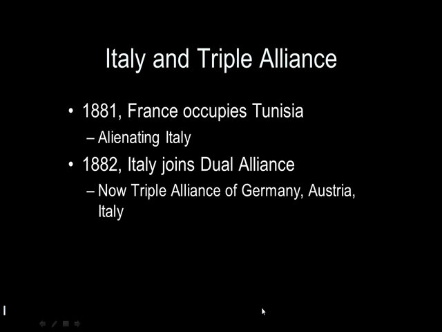So now Bismarck, in a few short years, has isolated France. The British are not a problem. They don't care. Russians, Austrians, Italians, all allied to Germany. France is by itself, not a threat to Germany. Brilliant statesmanship. So then what the hell happened?